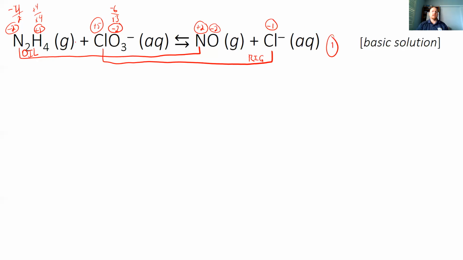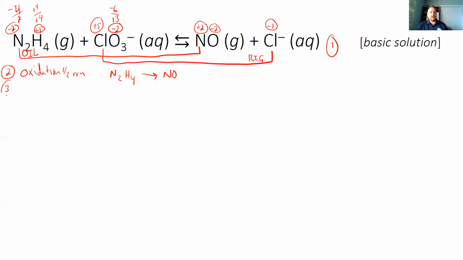And step 2, we're going to split this up just like we did before. We're going to take the oxidation half reaction first. And so here the oxidation half reaction is N2H4 reacts to form NO. Again, you can wait until the very end to make sure you have the phases. It won't hurt you to do that.